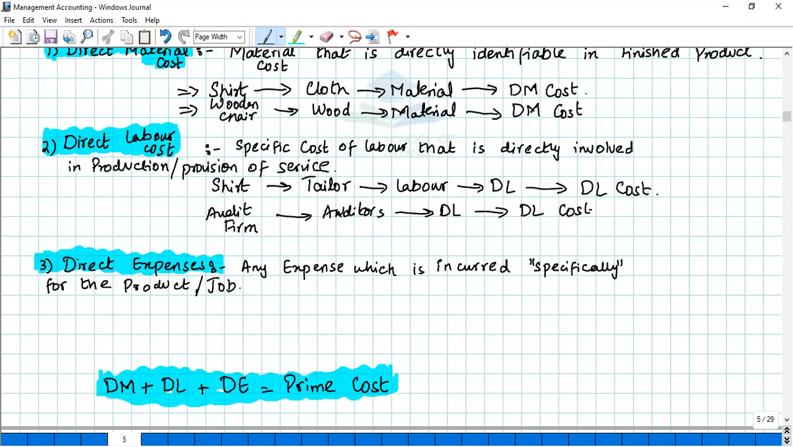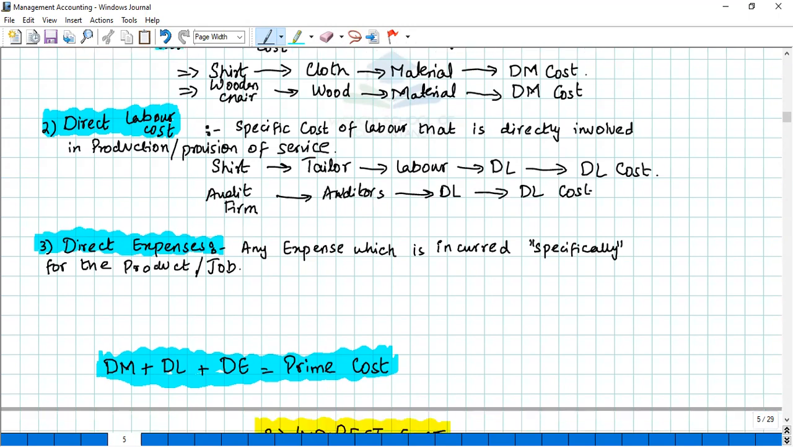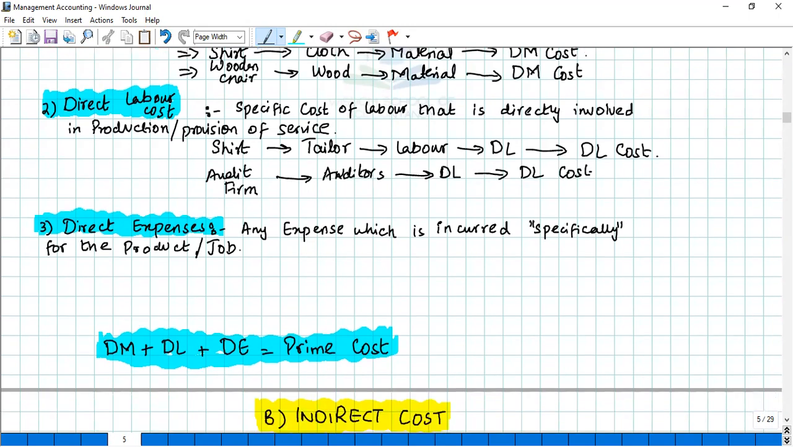Similarly, the wooden chair is made by a carpenter. The carpenter is directly involved in production, so the cost of that carpenter is your direct labor cost. The next thing is direct expenses. Okay. So the first thing you have to identify is that this is an expense. Then you will see whether it is direct or not.